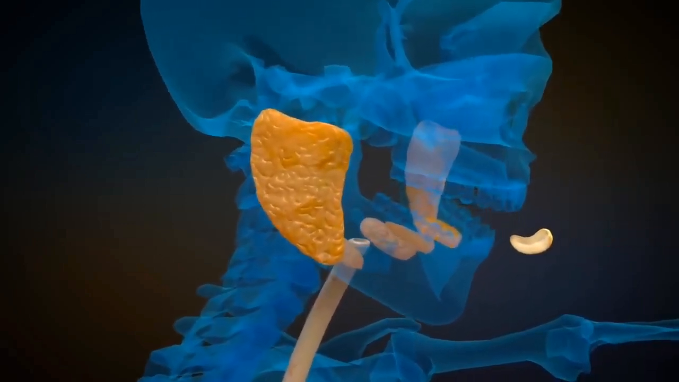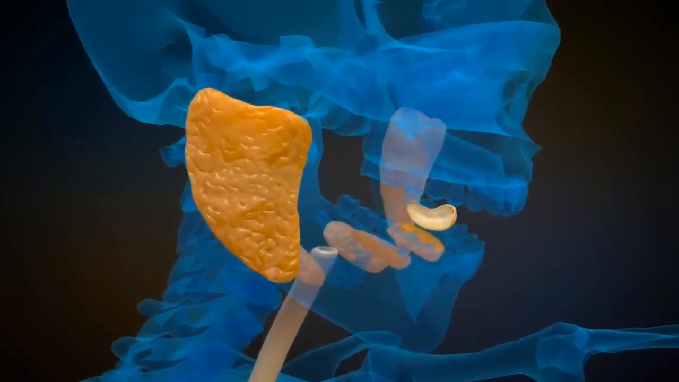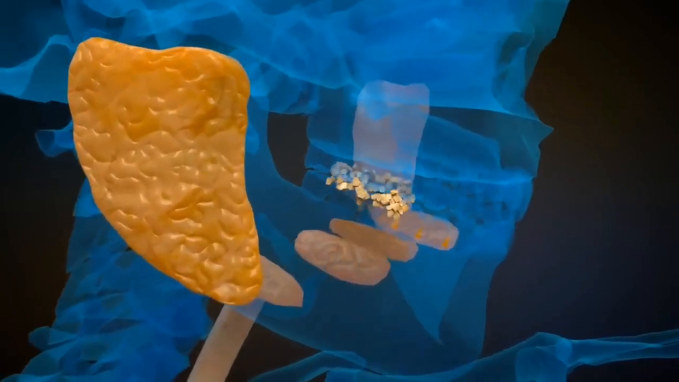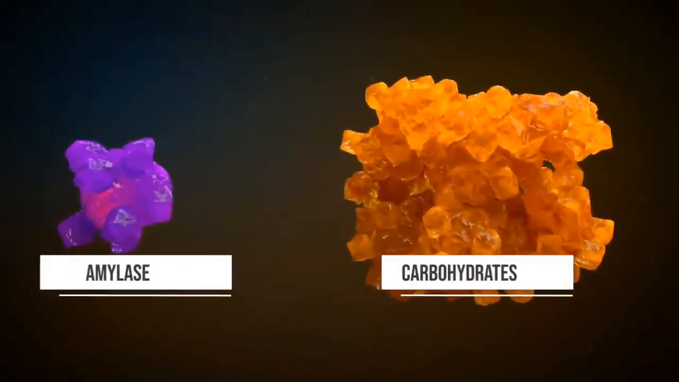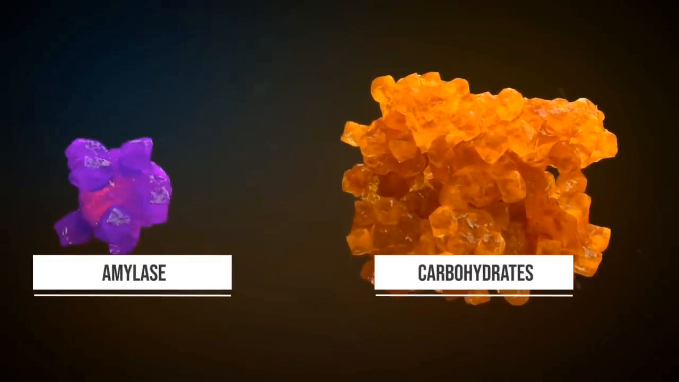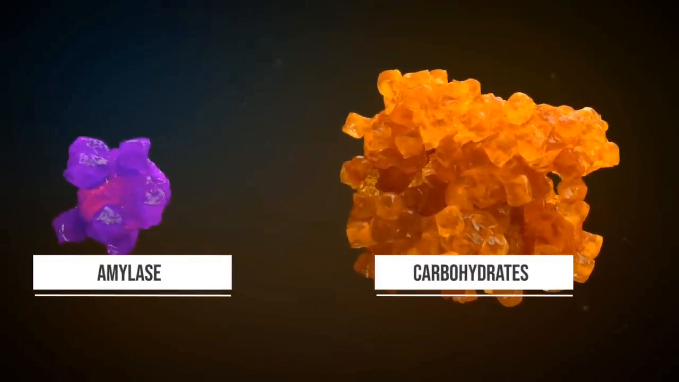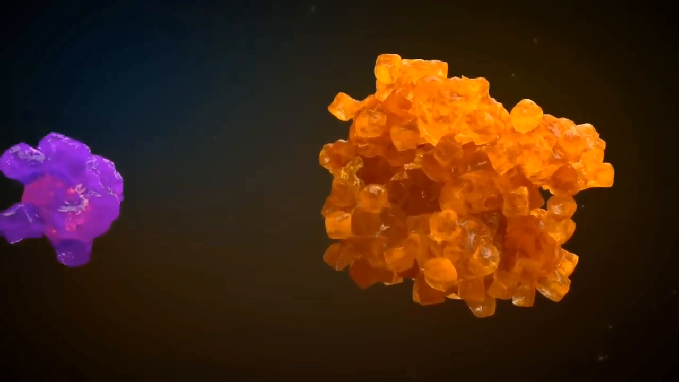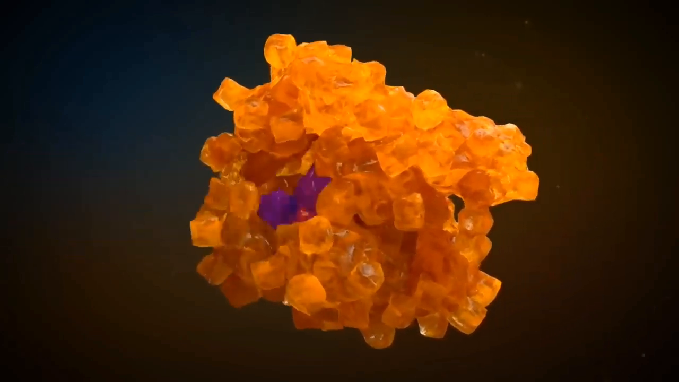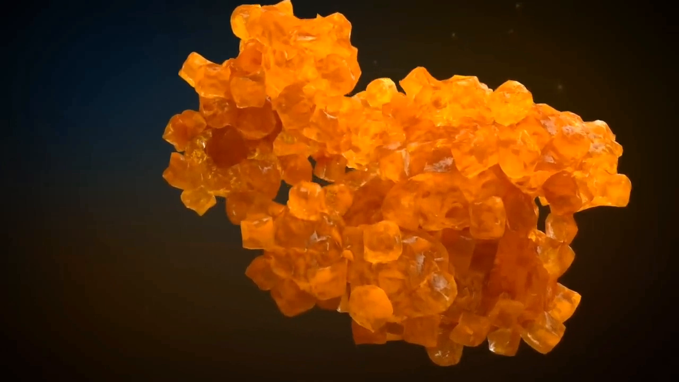First, the food is broken up in the mouth by the teeth and then mixed with the saliva. With the help of the salivary glands, saliva contains a digestive enzyme called amylase that already begins to digest the carbohydrates in the mouth. It splits carbohydrates into smaller units, the ball-like mixture of the food with the saliva.